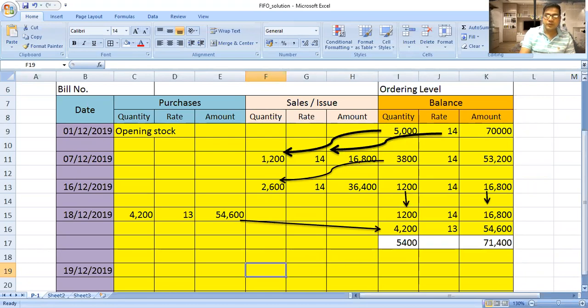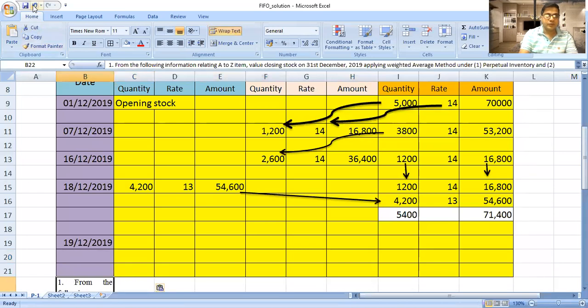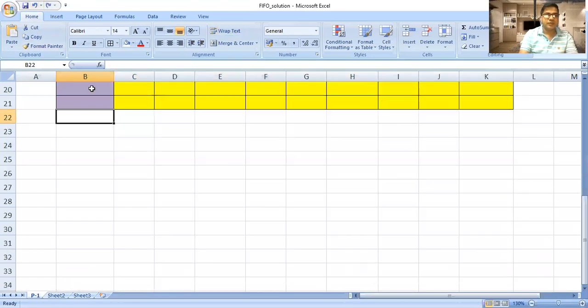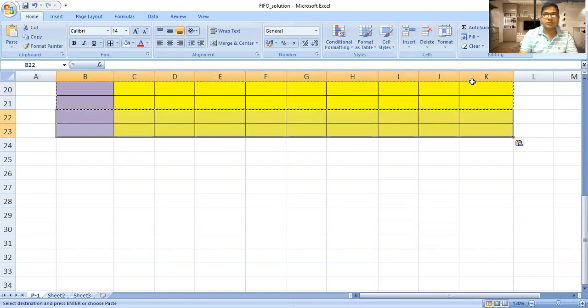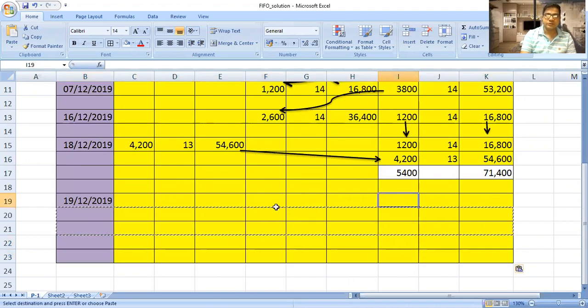Those units purchased first, such units we have to sell first. With these things you have to keep in mind, we have to consider the first in, first out method. For that purpose, those we purchase first, such units we have to sell first. Purchase first, sold first. Now, on 19 December 2019, we want to sell how many units?